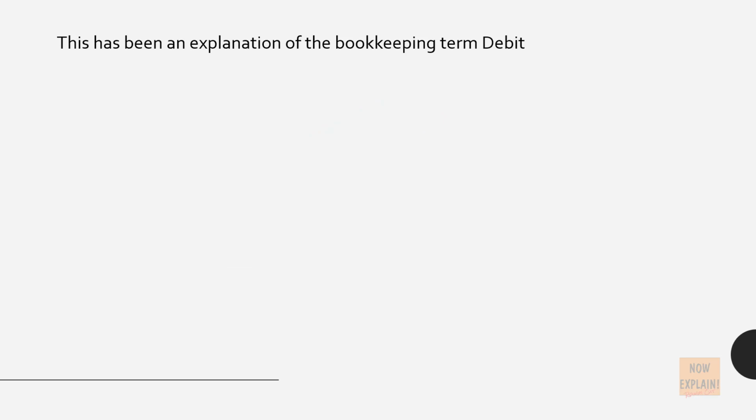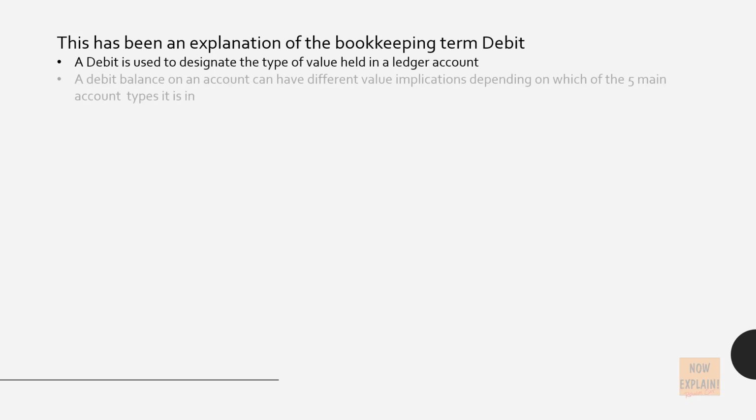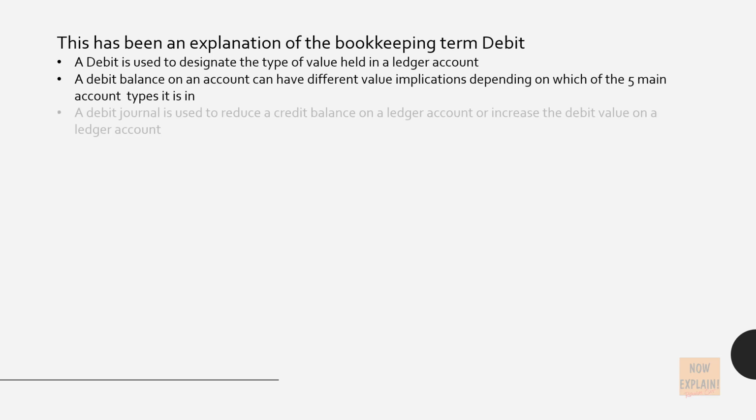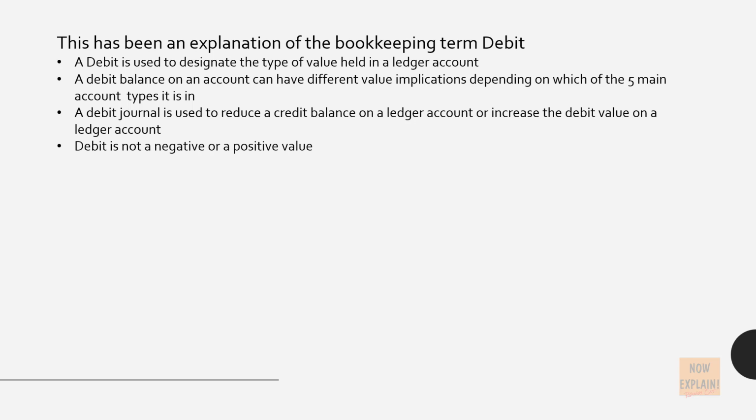This has been an explanation of the bookkeeping term debit. A debit is used to designate the type of value held in a ledger account. A debit balance on an account can have different value implications depending on which of the 5 main account types it is in. A debit journal is used to reduce a credit balance on a ledger account or increase the debit value on a ledger account. Debit is not a negative or a positive value. For each debit journal, there must be a matching credit journal.